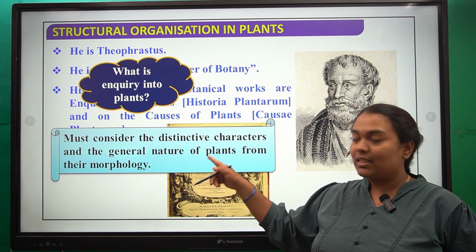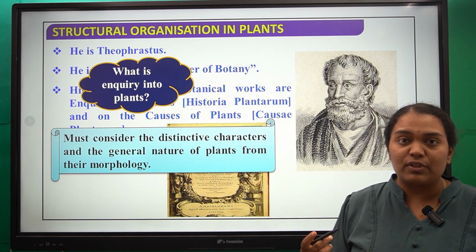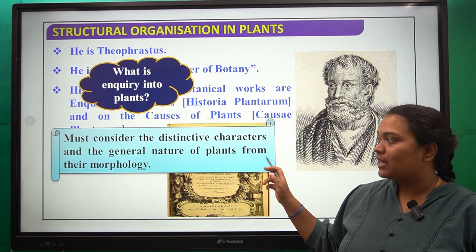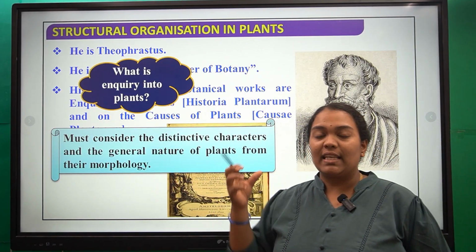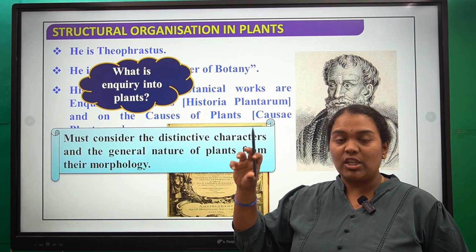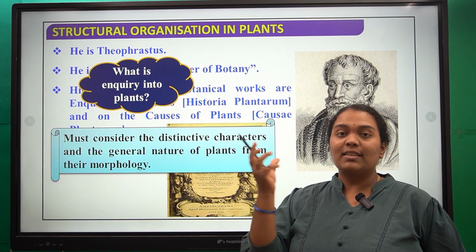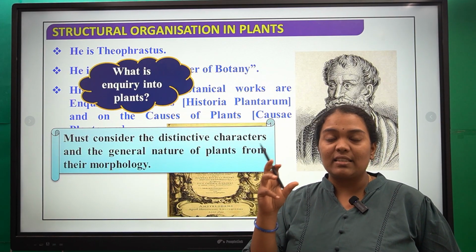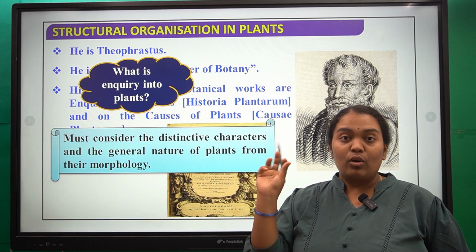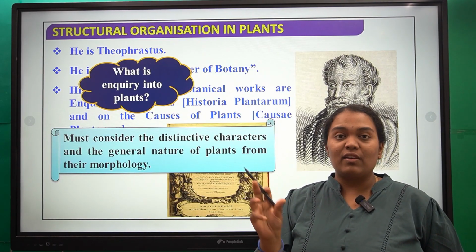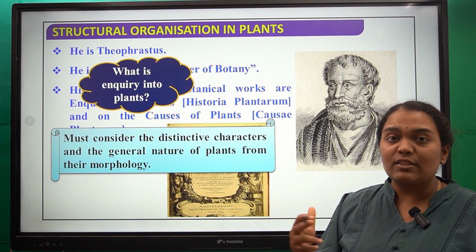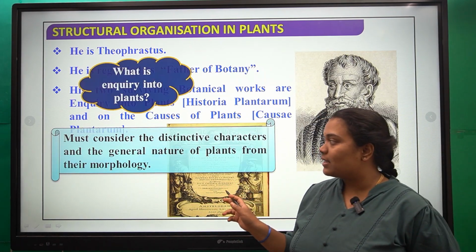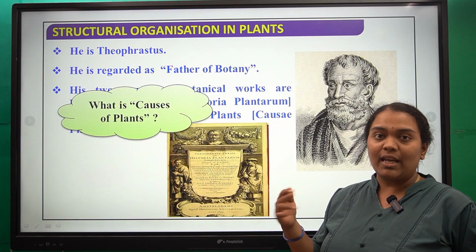You must consider the distinctive characters or special features, special characteristics, and also the general nature of plants from their morphology. When you see what are the features which are differentiating, for example, a rose and a sunflower are different. What are the features by which they are differentiated? You can see seeds inside the sunflower, but not in the rose. Rose has red color petals, whereas sunflower has yellow color petals. So all these differences are observed under morphology, which you can see through the external view, with your naked eye, without using any lenses.